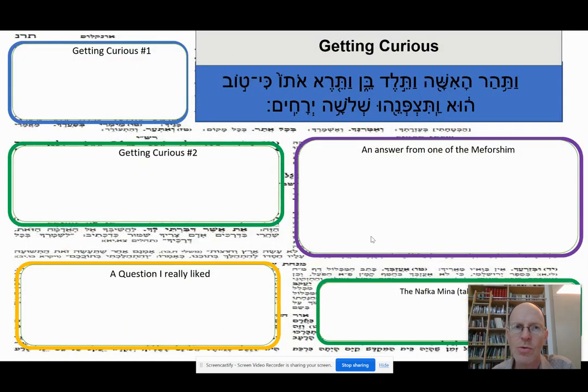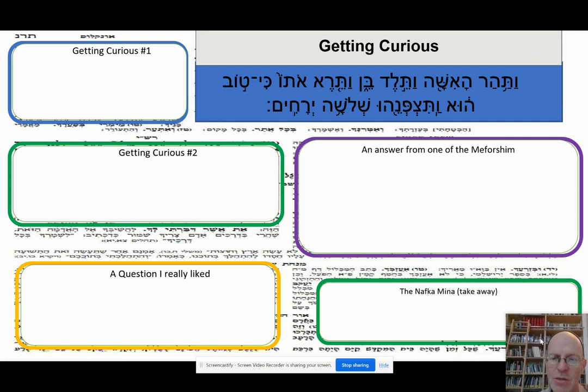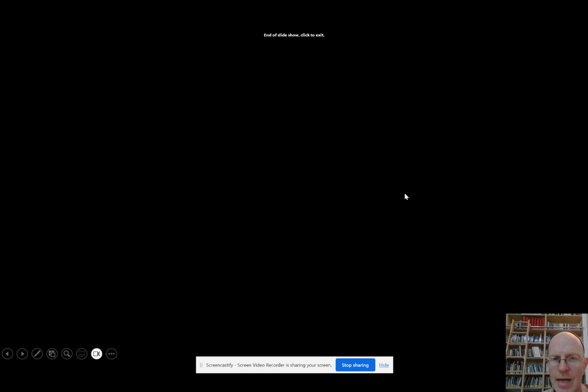And then if you wanted to use this sheet right here, it'll be on the Google slide deck where someone could do the getting curious part. They could do one of a question that they really liked from the ones listed. They could give an answer from one of the Mefarshim, and then a nafkamina. So this would be a way if you felt like, oh, each week I want to give this out. Maybe I want to collect this. Maybe I want to make a booklet with a whole bunch of these, and keep this blank, so they have a little booklet they use for the 30 times they're going to be engaged in this during the year. Good, and that's it.